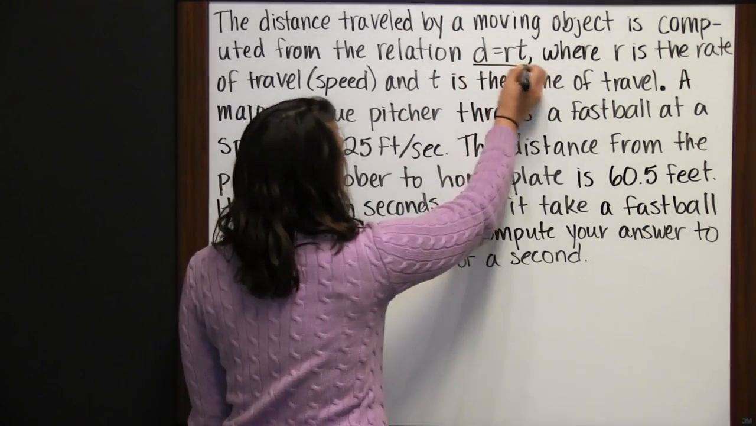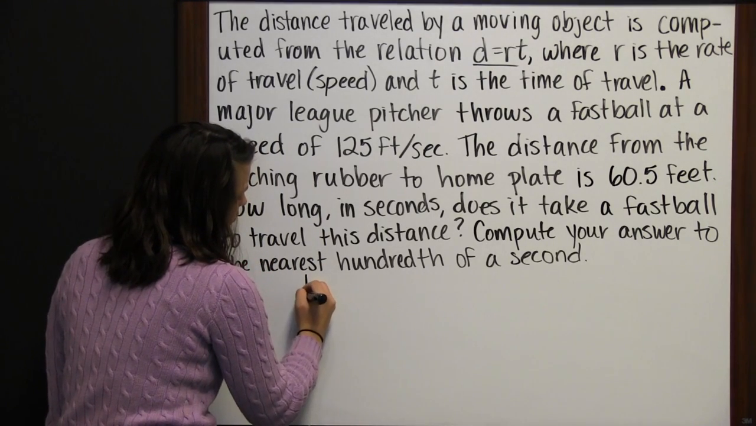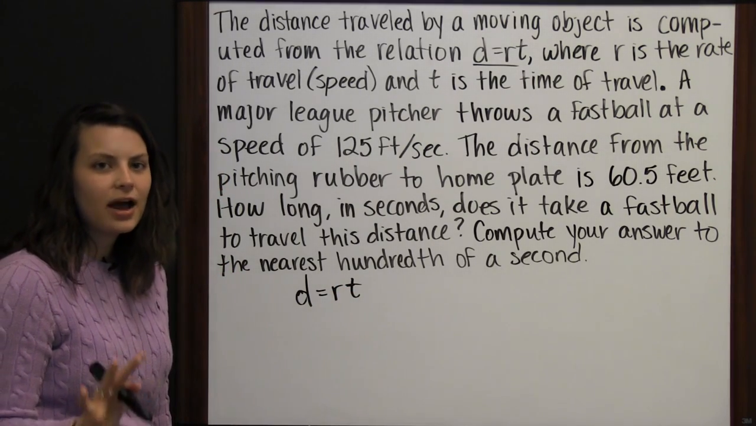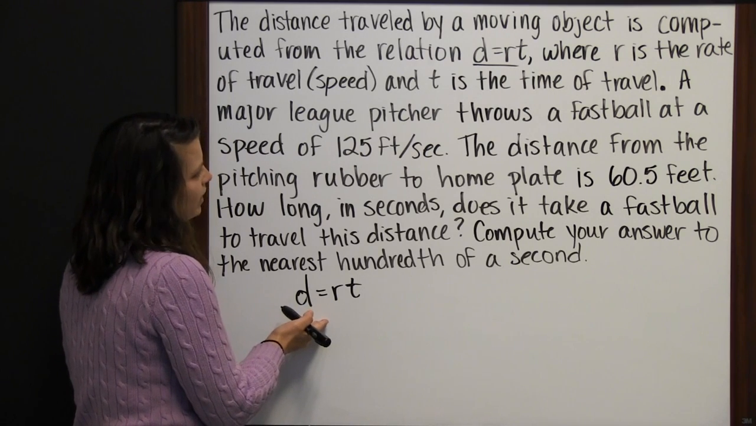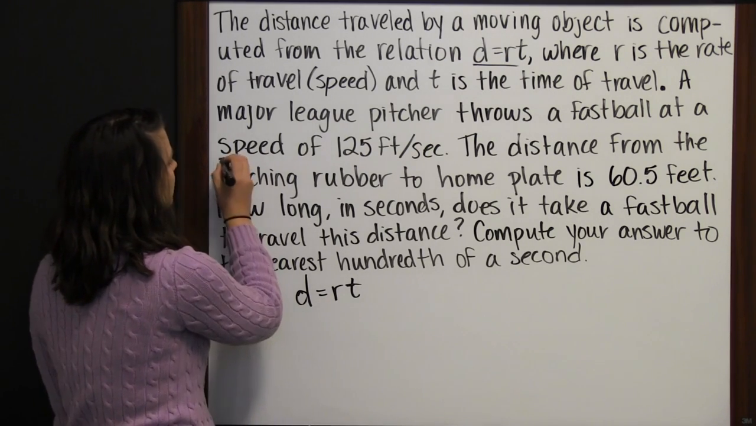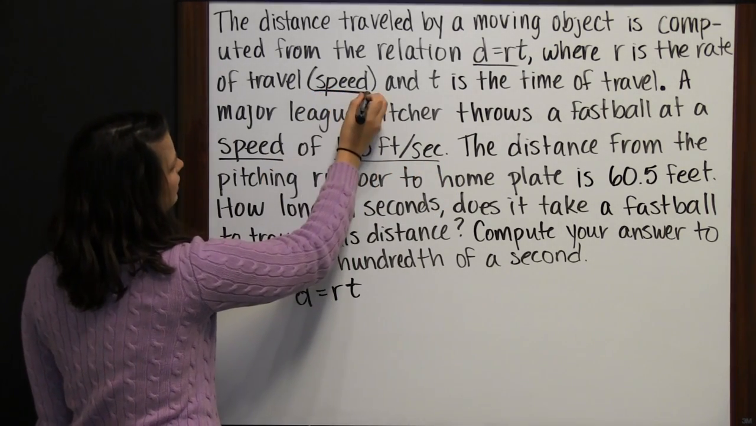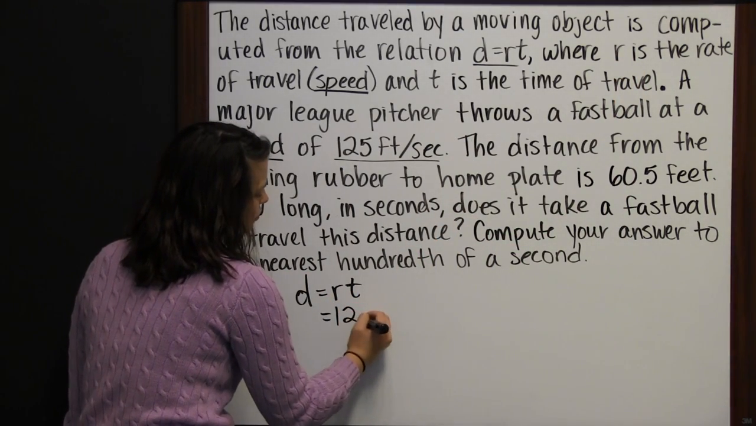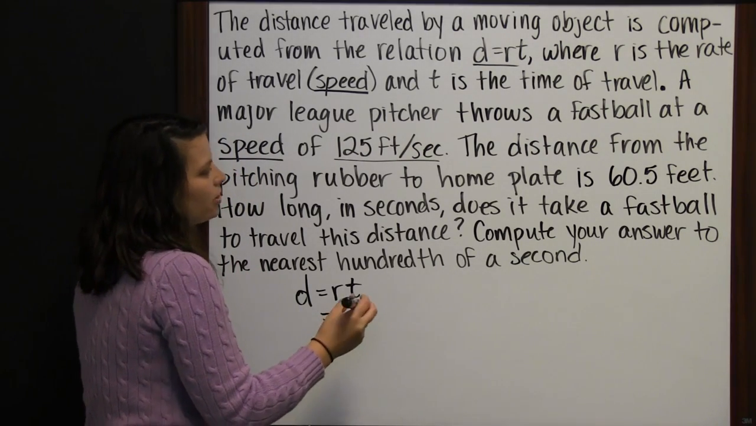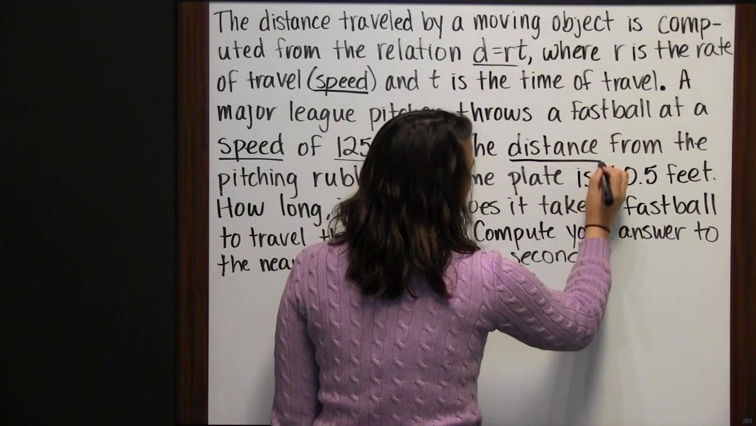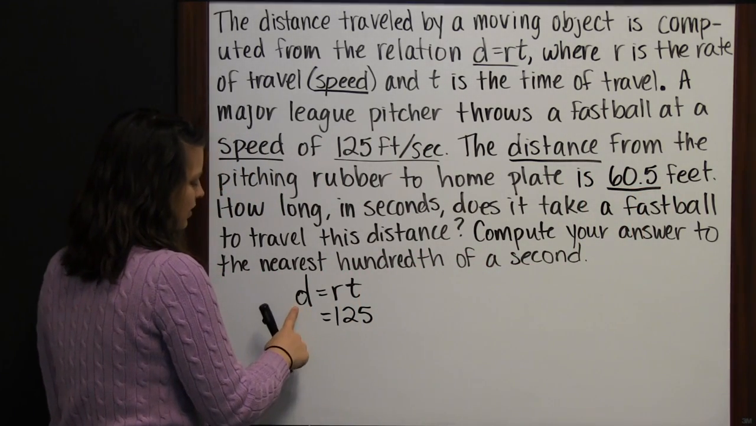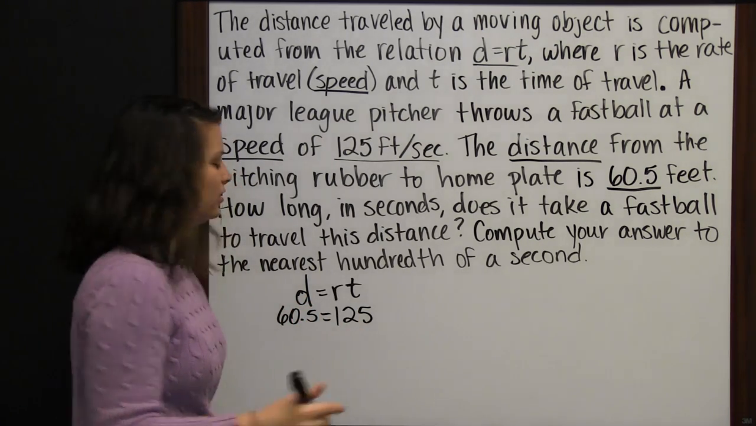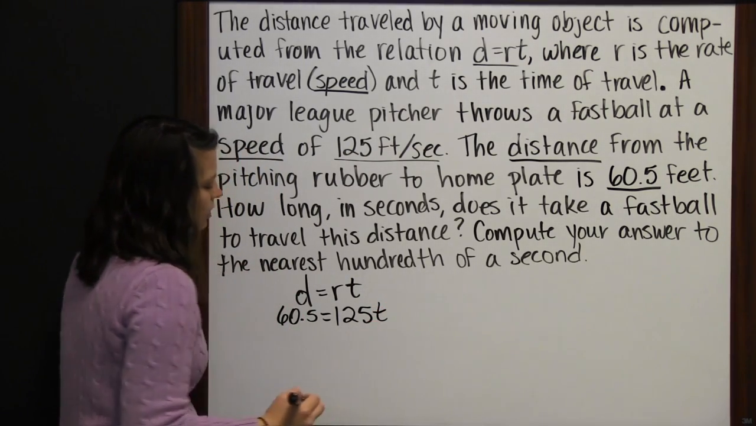So first I'm gonna pull out this formula. That's gonna be very helpful in solving this problem. Distance equals the rate times the time. Now I wanna take the information I was given and substitute it into this equation. So they told me the speed of the ball. And remember, speed is your rate, R. So that means I'm gonna replace R with 125. Then they also gave me the distance, 60 and 5/10 feet, which means I'm gonna replace D with 60 and 5/10. And so T is what I'm trying to find. So the T will stay there in my equation.